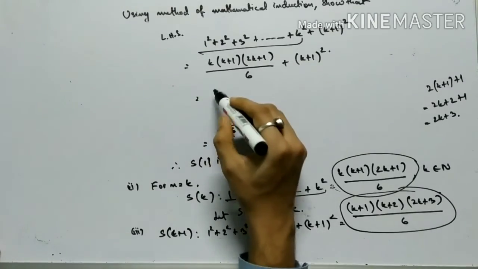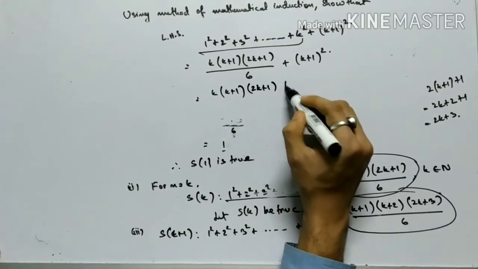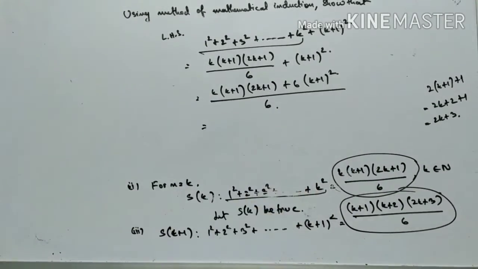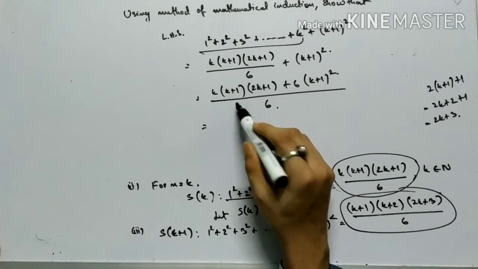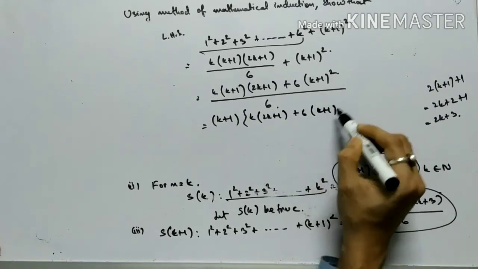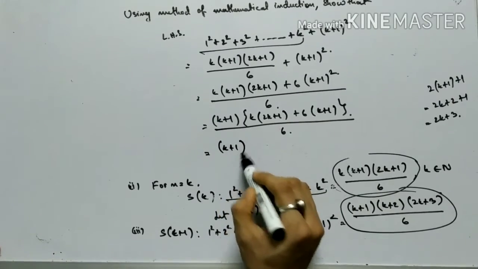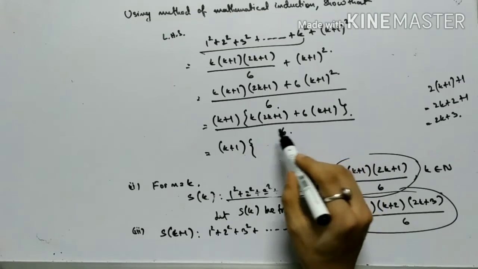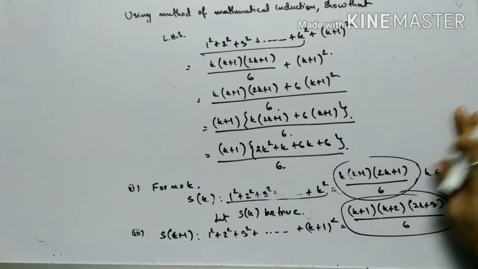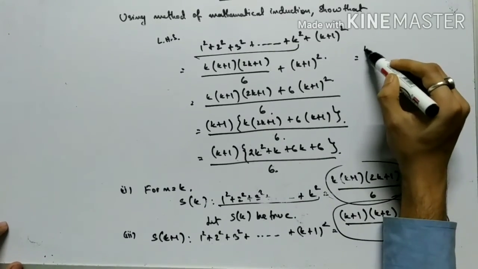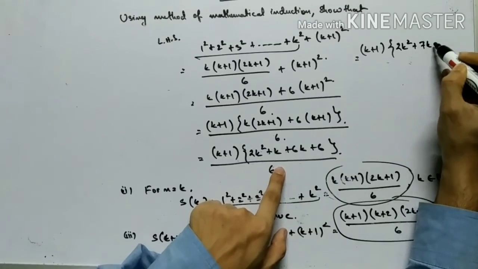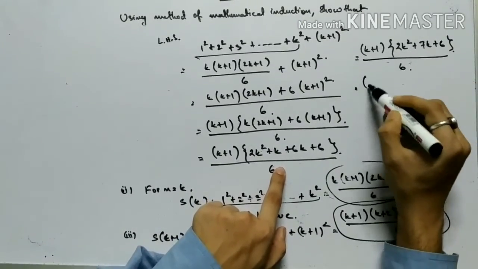So now this is (k+1)[k(2k+1) + 6(k+1)]/6. Here I can take k+1 common. So I get (k+1)(2k²+k+6k+6)/6, which is (k+1)(2k²+7k+6)/6.